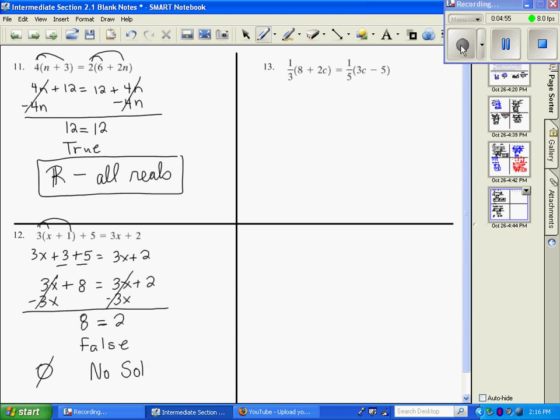So if you lose the variable and you get a true statement, it's all reals, like number 11. And if you lose the variable and get a false statement, then it's no solution.